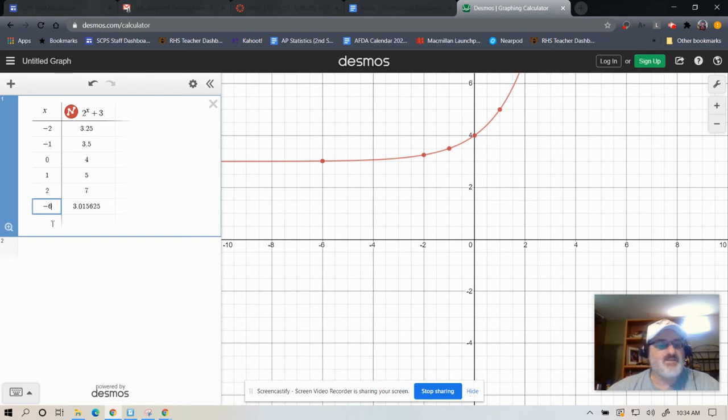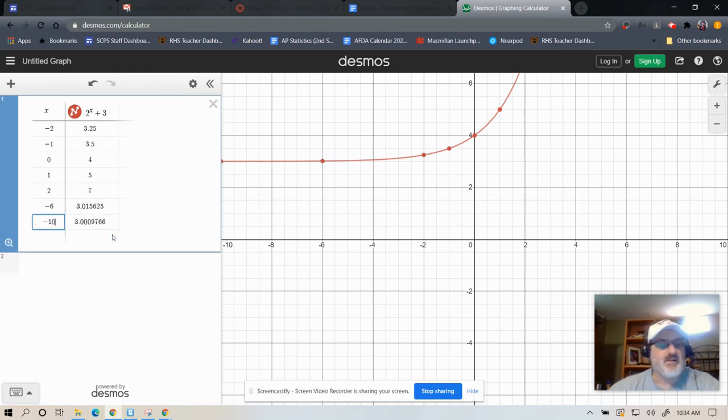So what does my function approach as I go out more negative? Negative 10. It looks like it approaches 3. So that's why I have a horizontal asymptote at 3, because my function output approaches 3 the more negative I go. I hope you understand that. If you don't, just ask me questions during class.